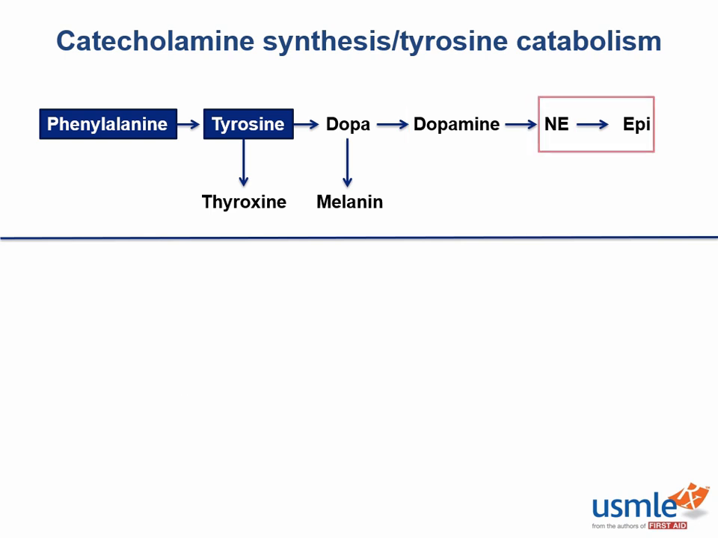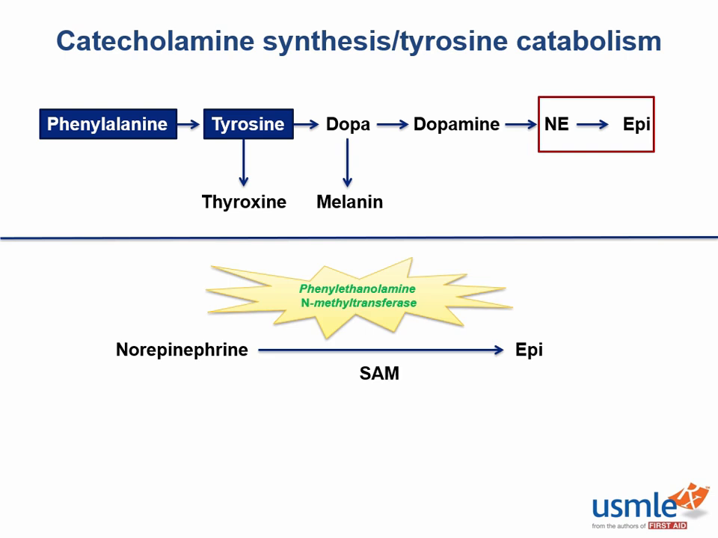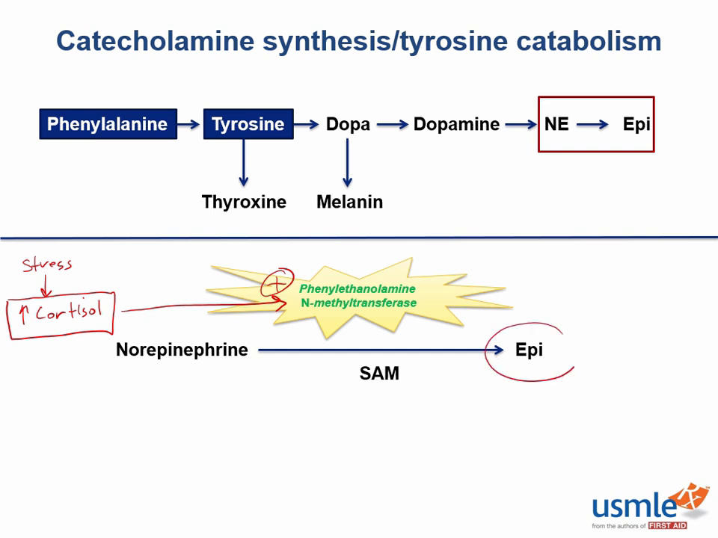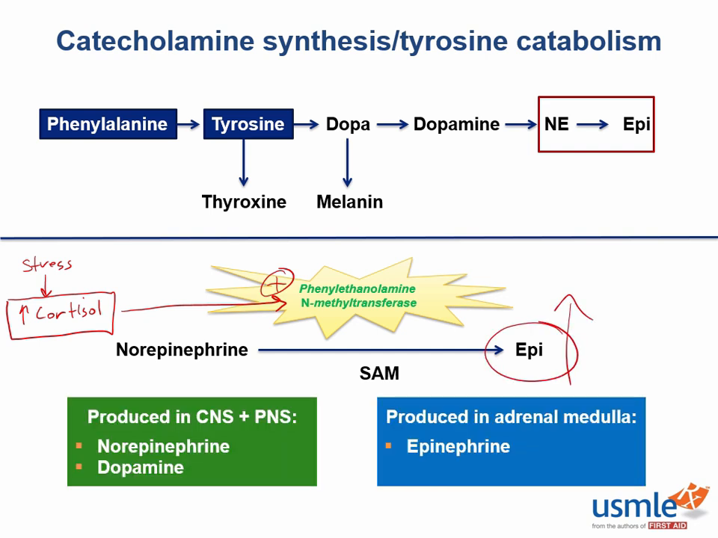Now, in our final step here, norepinephrine is converted into epinephrine by phenylethanolamine N-methyltransferase. And since this reaction adds a methyl group to norepinephrine, it should not be surprising that SAM is used as a cofactor to donate this methyl group. Now this enzyme is regulated by cortisol, so when cortisol levels are increased due to stress, more epinephrine will be produced. You may also want to keep in mind that both dopamine and norepinephrine are produced in the central nervous system as well as the peripheral tissue, but epinephrine is only produced in the medulla of the adrenal gland.